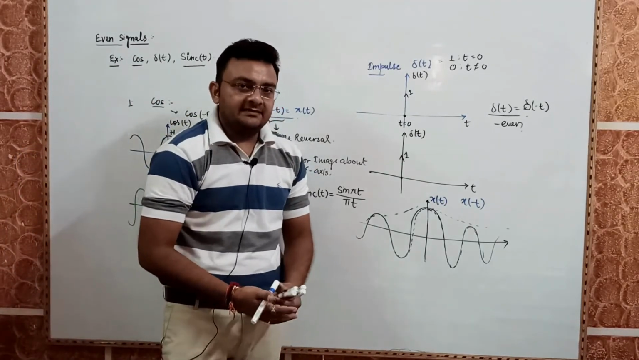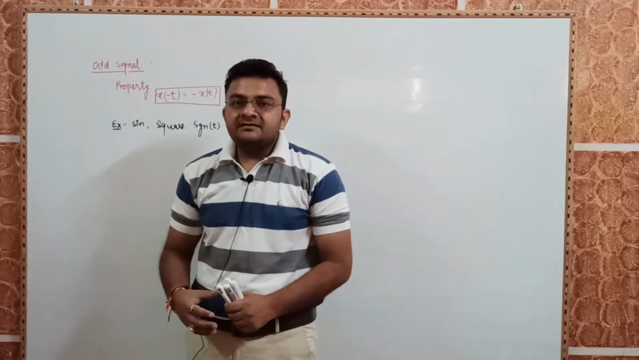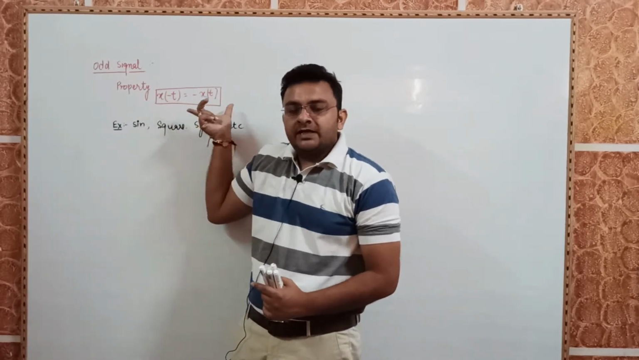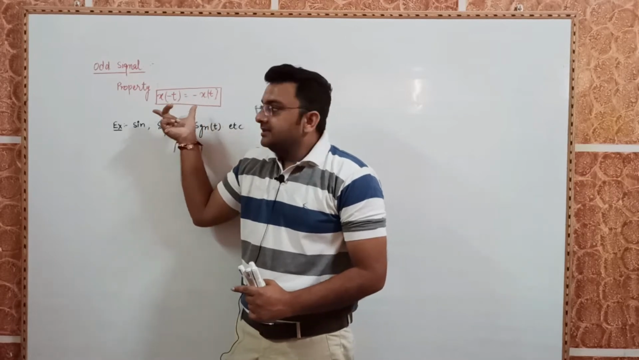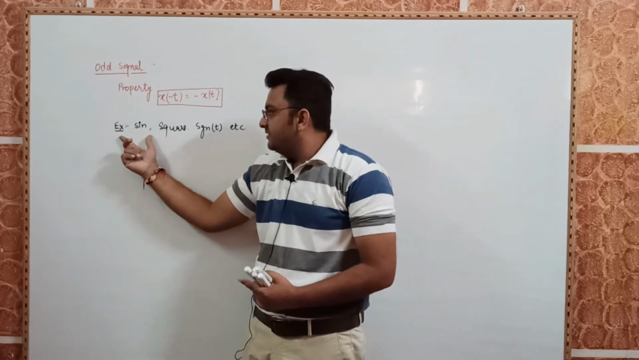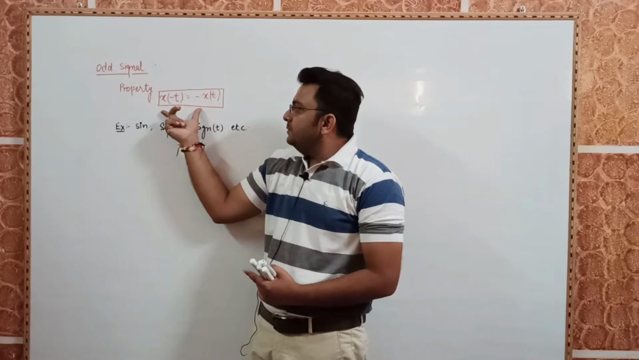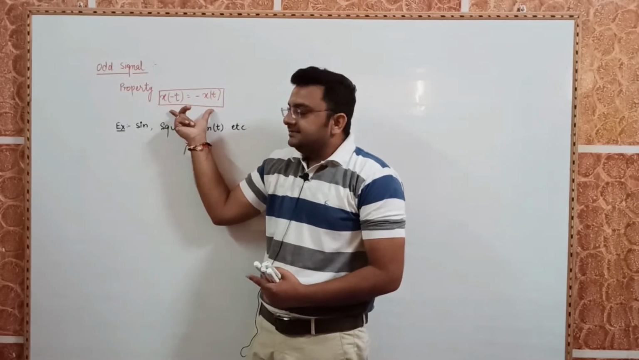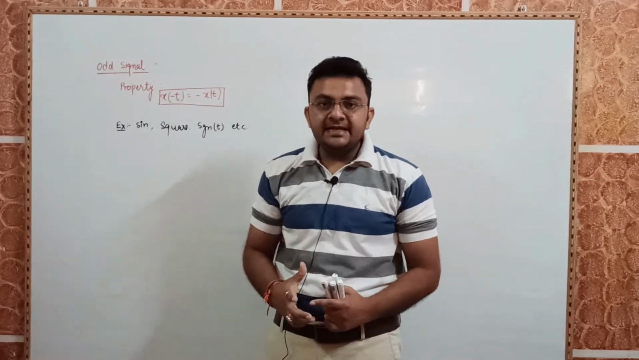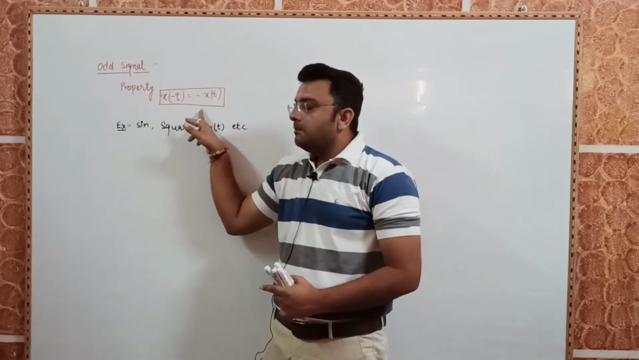Next is the odd signal. If we talk about the odd signals, those are signals which have the property x of minus t is equal to minus x of t. Those come under the category of odd signals. Examples include the sine function, square function, and signum function. What would be the process to identify this? It is the same. If we have been given a signal x of t, we have to take the time reversal and draw x of minus t.